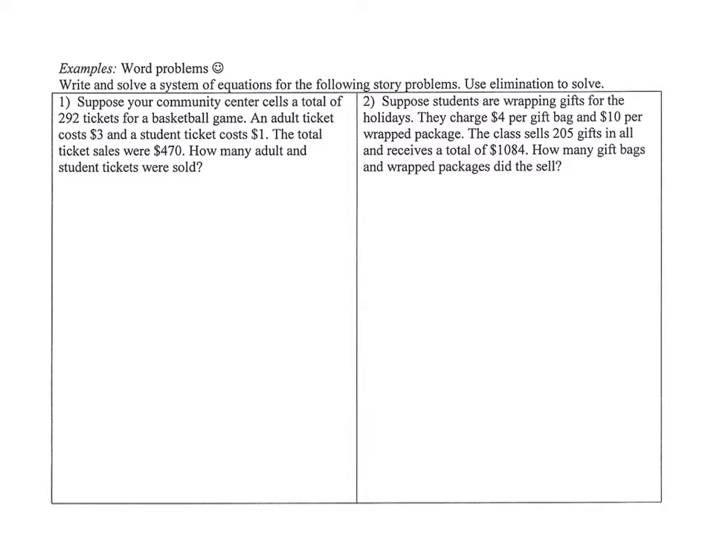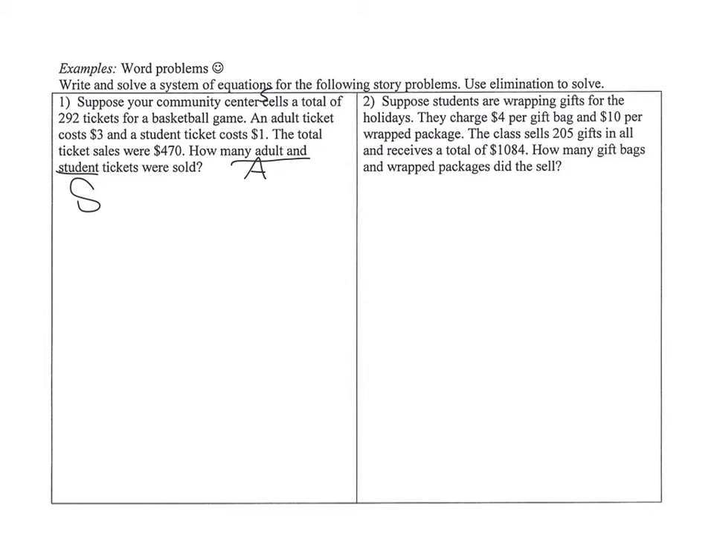Now I'm just going to set up these word problems, and you can solve the rest on your own. I just want to show how to set them up. What I do with these word problems is go to the very end and look at the variables. It reads how many adult and student tickets were sold. That tells me if I have two variables I'm trying to solve for, I need a system of two equations.